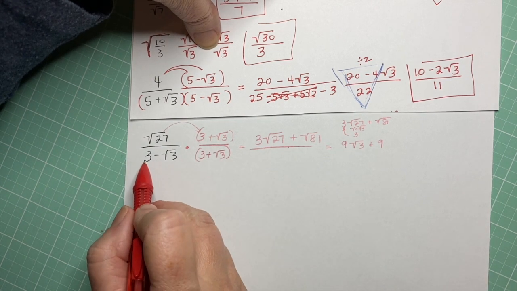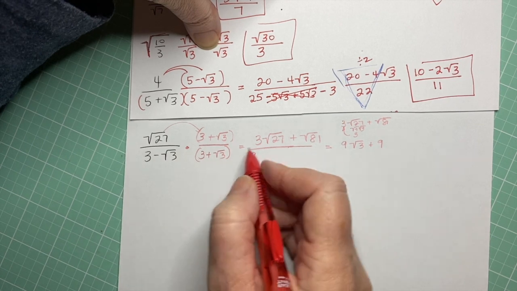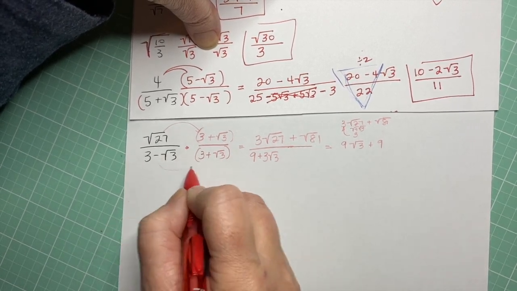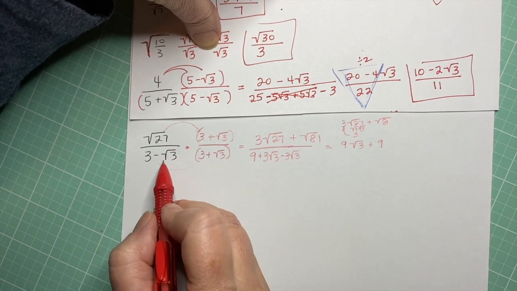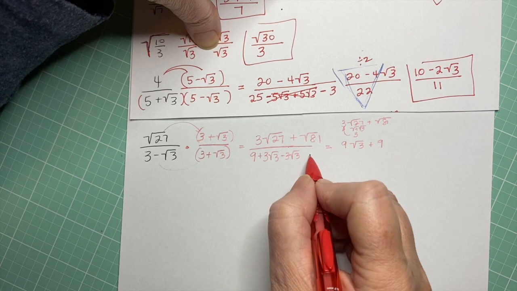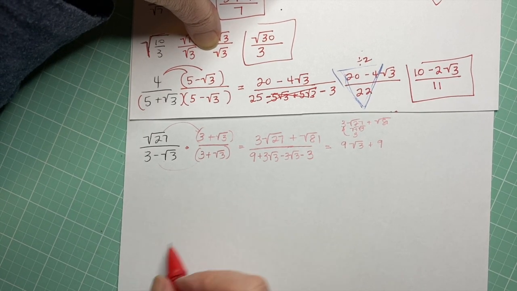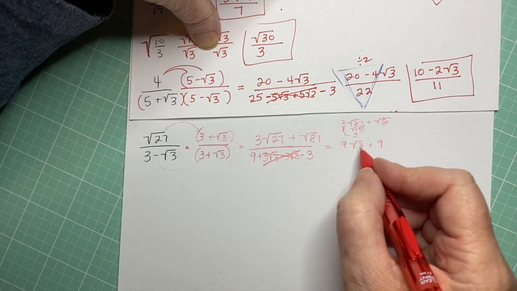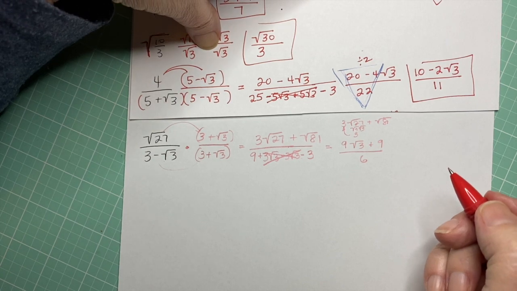And then on the bottom, 3 times 3 is a regular 9. 3 times a positive square root of 3 is plus 3 square roots of 3. Inside is a negative 3 square roots of 3. And then a square root of 3 times a square root of 3 is a regular 3, and it's going to be a minus. So these middle terms cancel out, and 9 minus 3 is a 6 on the bottom.